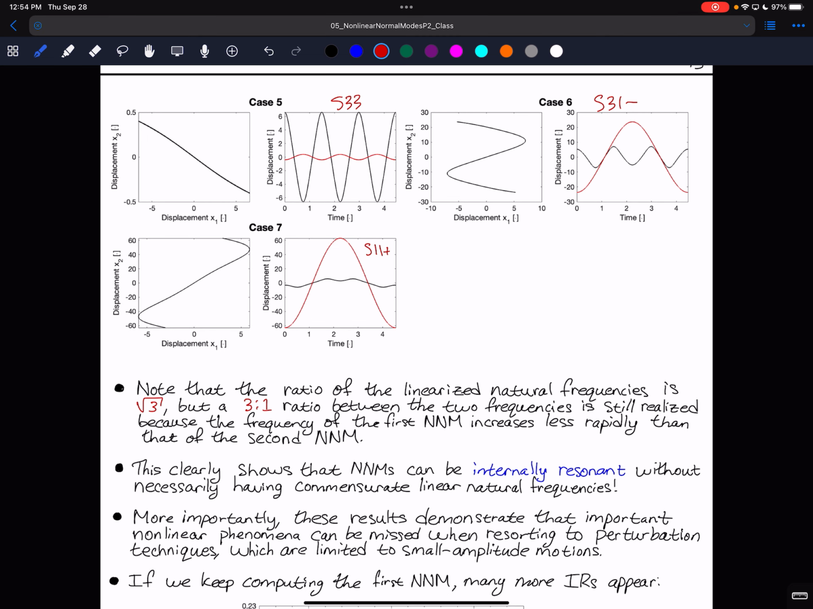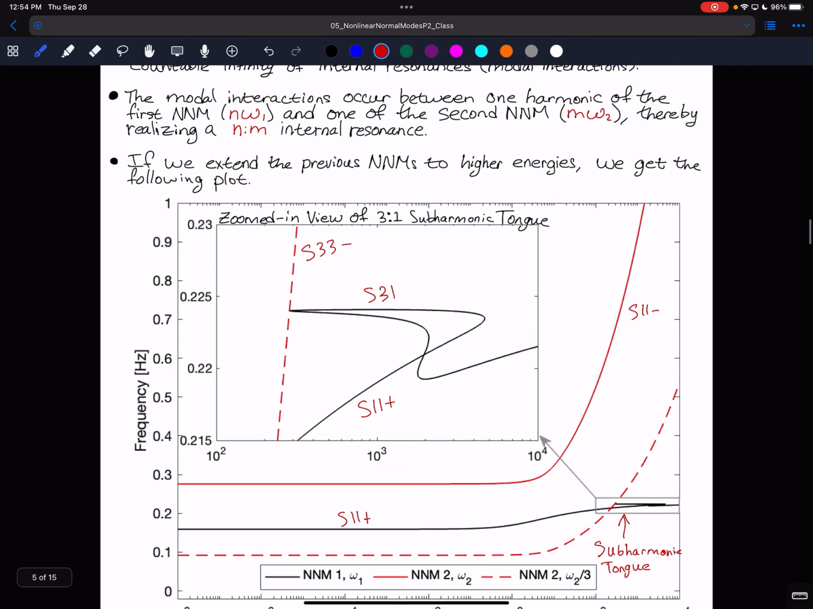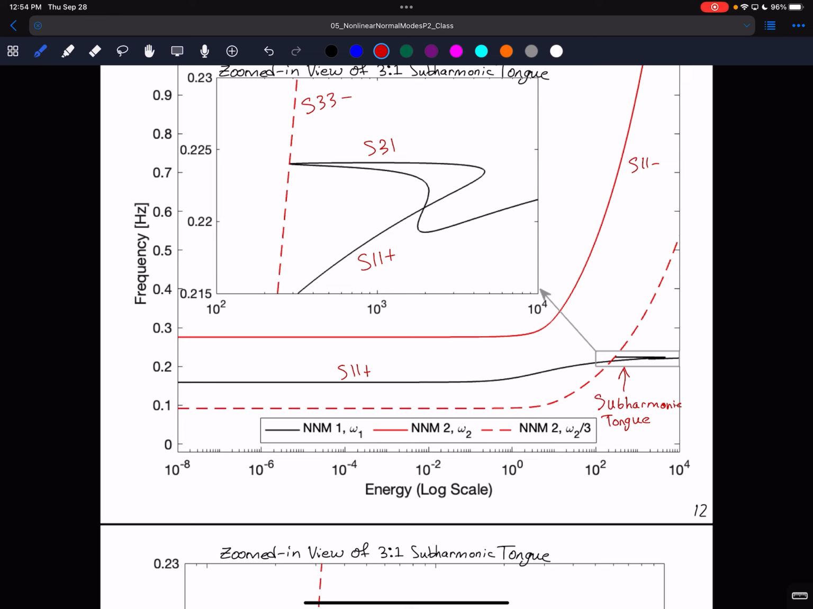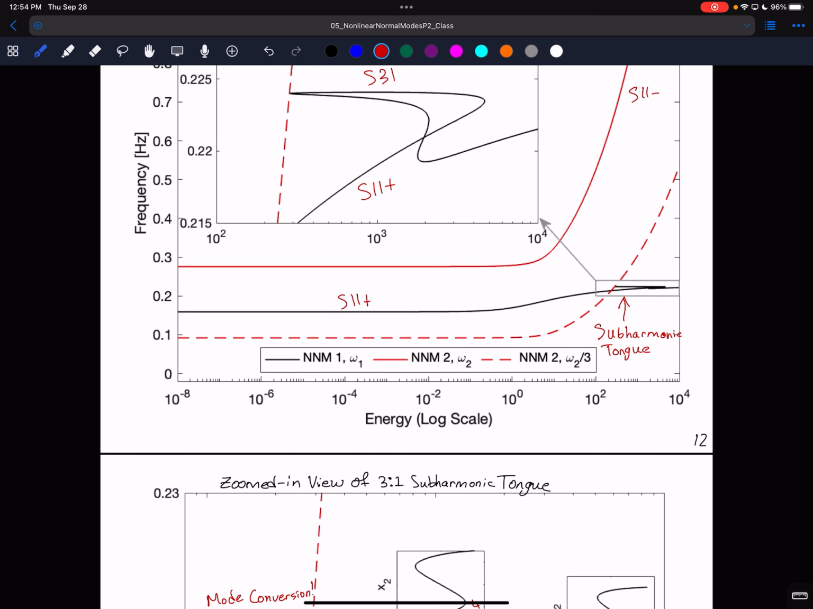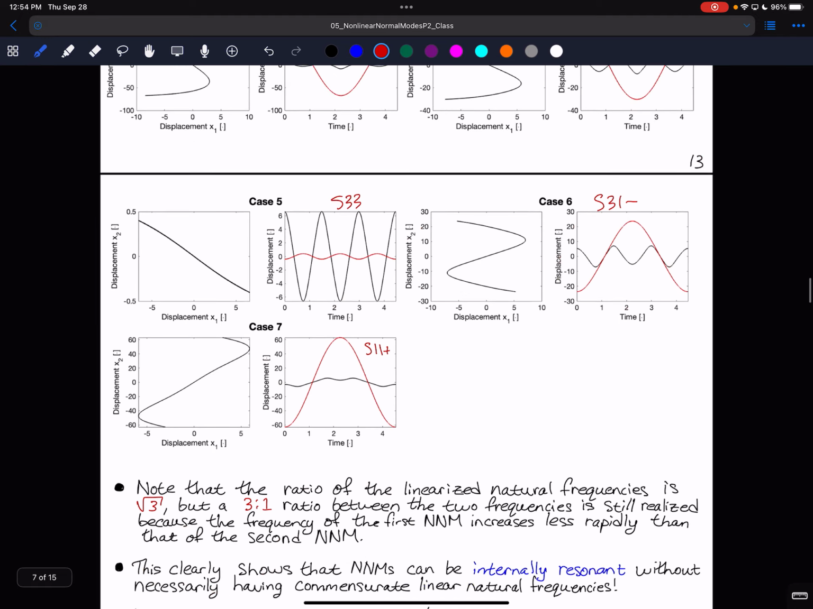If you look at the ratio of the linearized natural frequencies, it's actually square root of 3. But we're still able to realize a 3-to-1 ratio here between the two frequencies because the frequency of the first NNM will increase less rapidly than the second NNM, such that the second NNM grows faster. If we go back to the FEP, shown here, you can see that the S11 minus branch just blows up there. As a result, you're still able to achieve this 3-to-1 ratio, even though the ratio of the linearized frequencies is square root of 3.